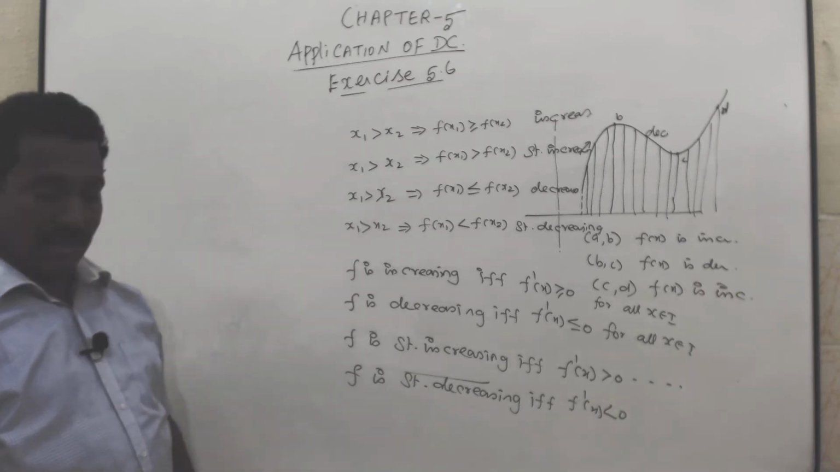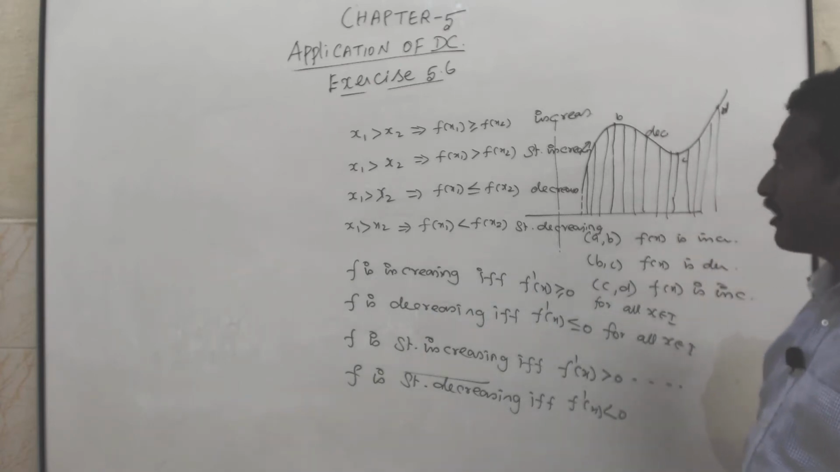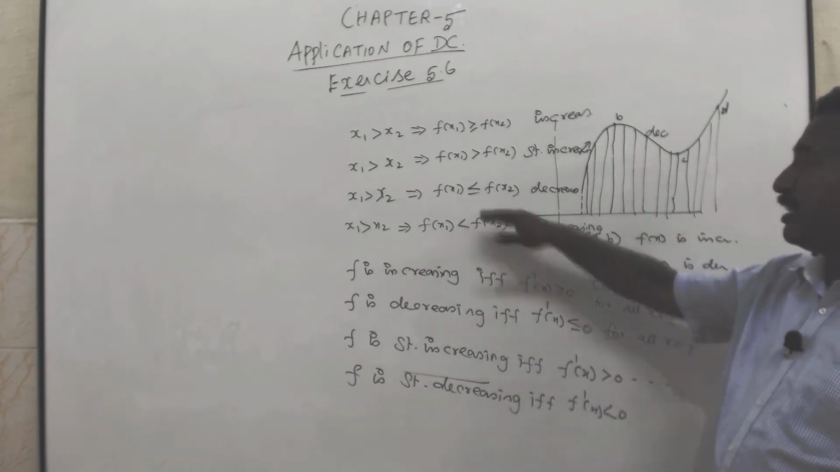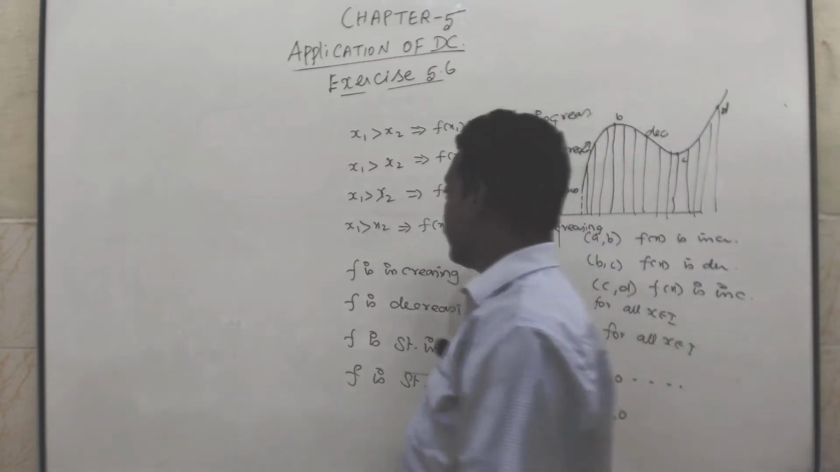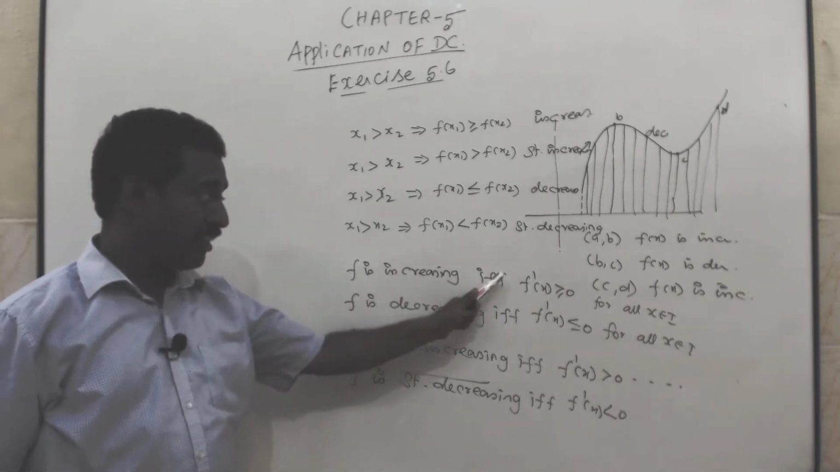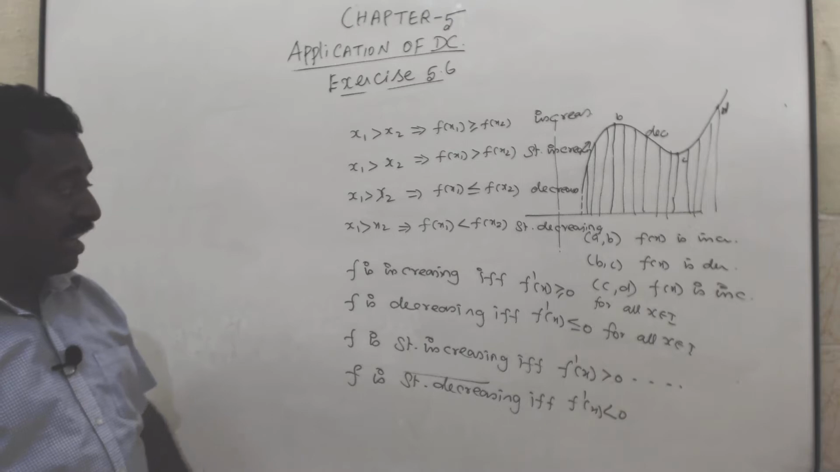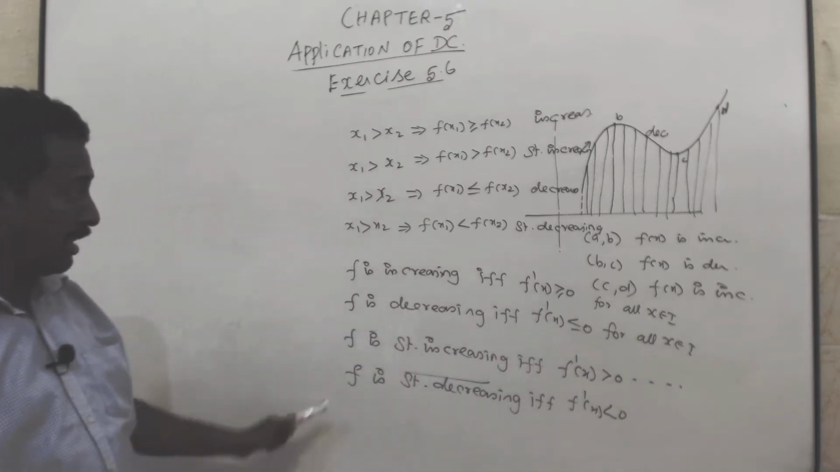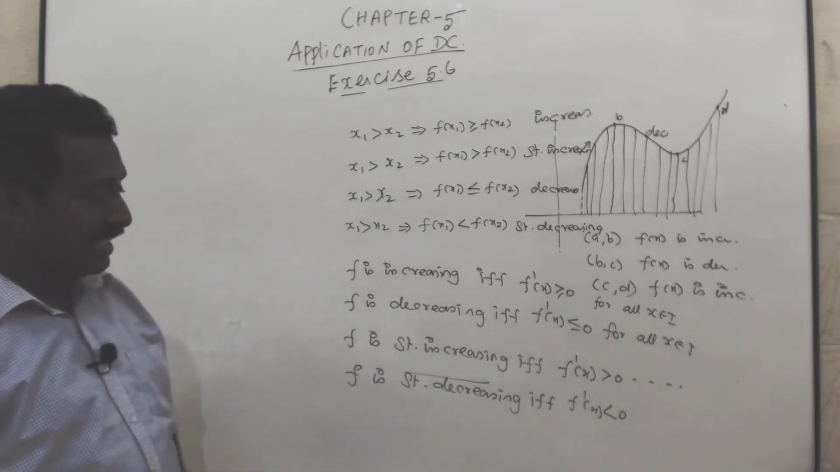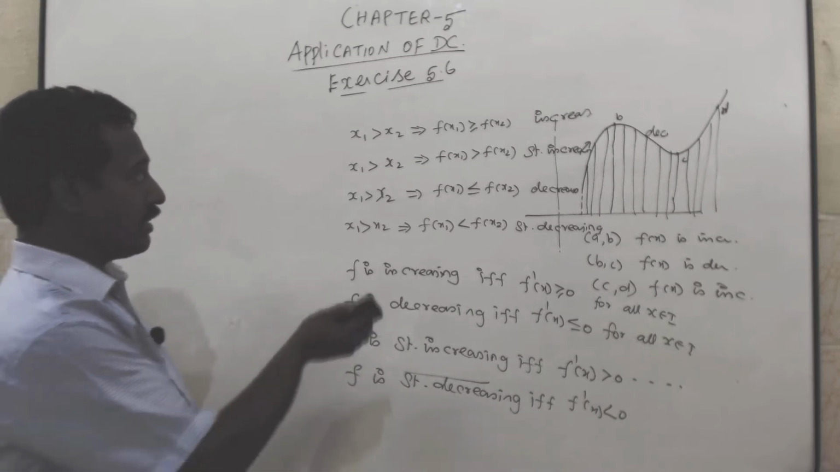Let us recap. x1 greater than x2, f of x1 greater than or equal to f of x2, increasing. f of x1 greater than f of x2, strictly increasing. f of x1 less than or equal to f of x2, decreasing. f of x1 less than f of x2, strictly decreasing. f is increasing if and only if f dash of x is greater than or equal to 0 for all x belongs to I. f is decreasing if and only if f dash of x is less than or equal to 0. f is strictly increasing if and only if f dash of x is greater than 0. f is strictly decreasing if and only if f dash of x is less than 0 for all x belongs to I. Is it clear?